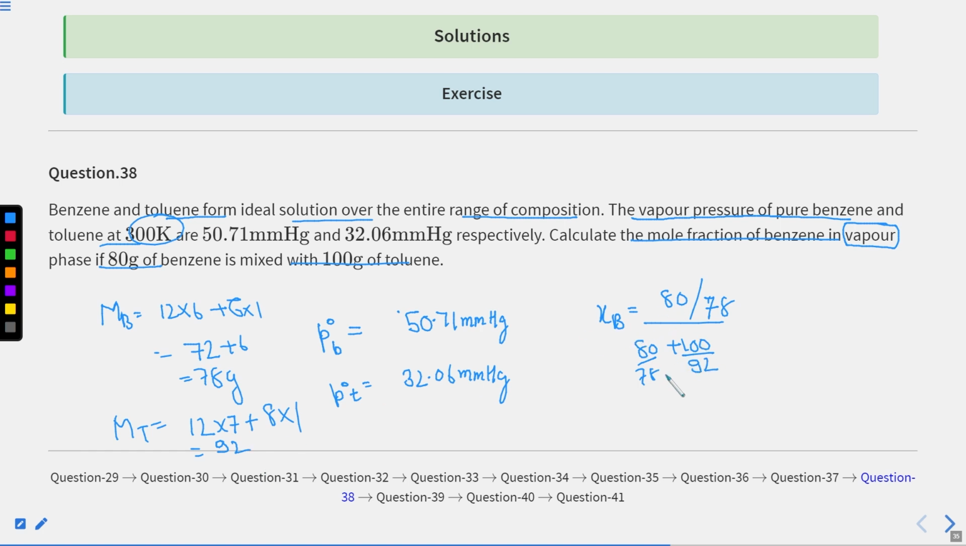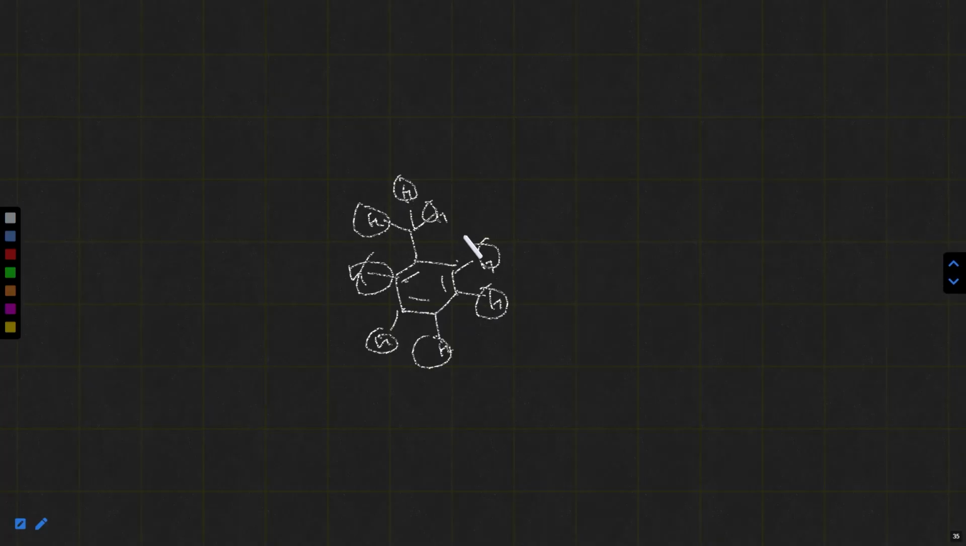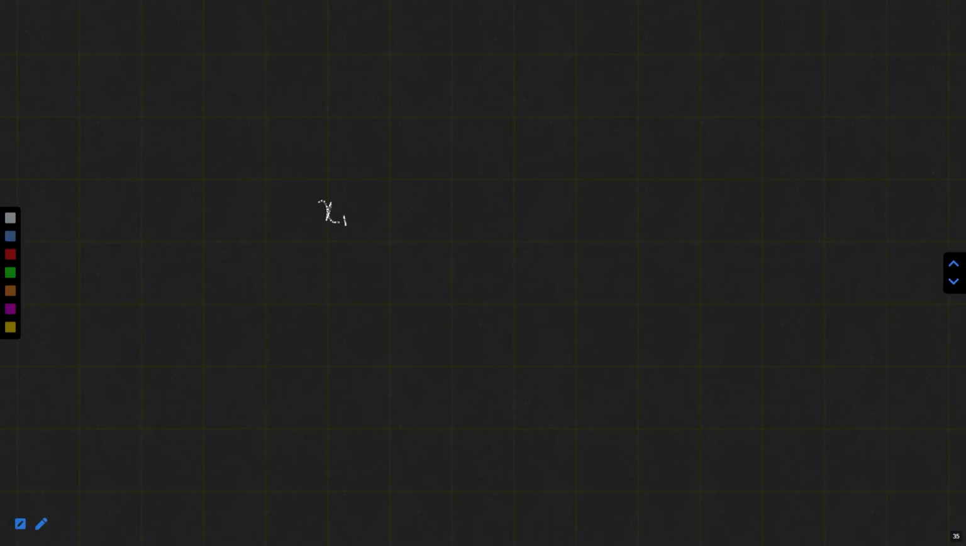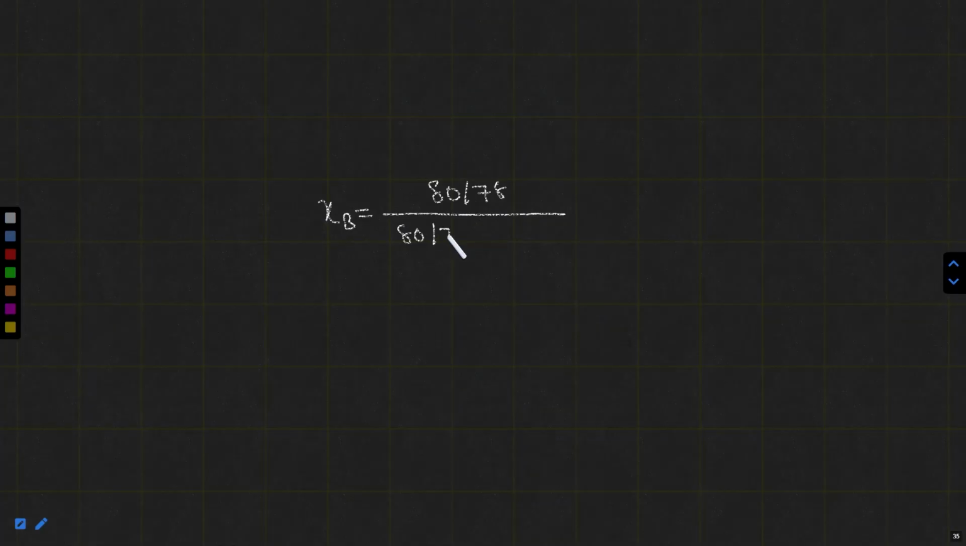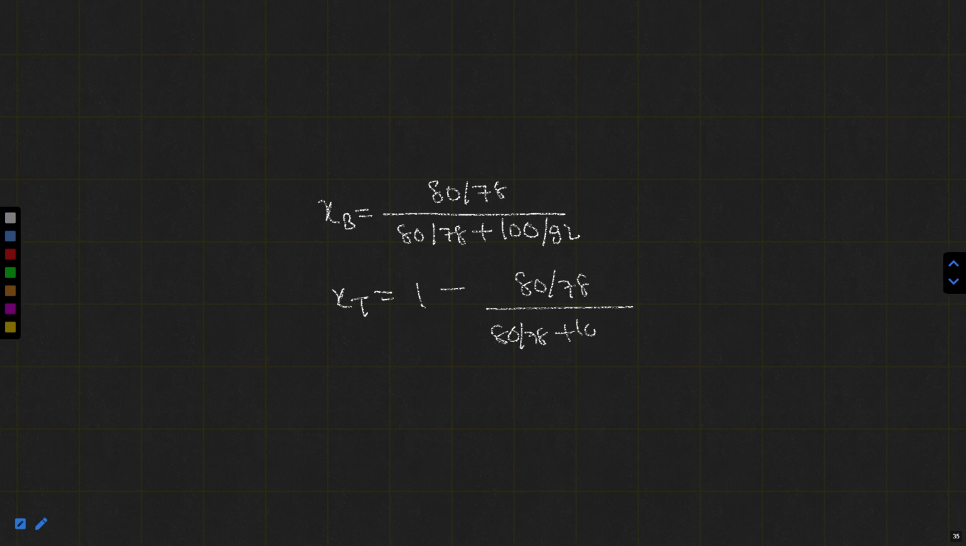So this would give you chi b. Let us calculate this thing. Chi b is equal to 80 by 78 divided by 80 by 78 plus 100 by 92. Similarly, if you want to calculate toluene, we will just subtract it from 1. That would be this one. Now we have chi b and chi t.